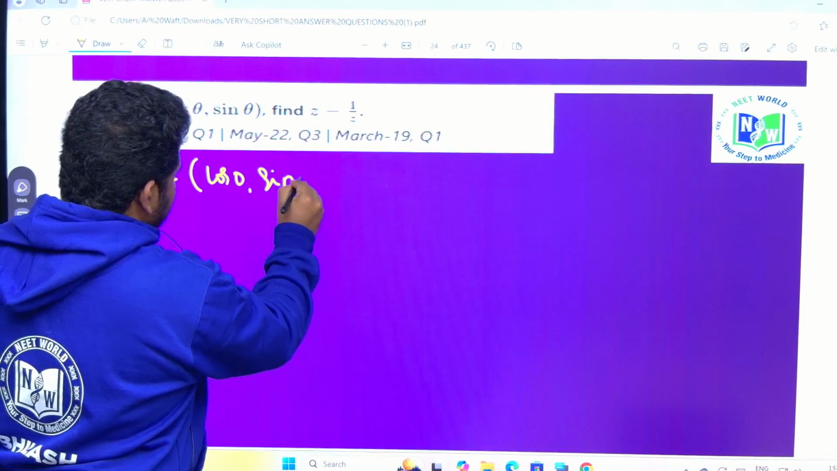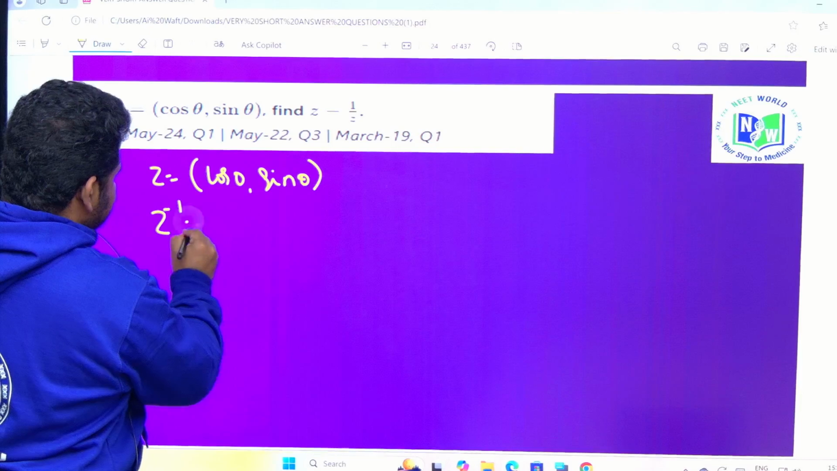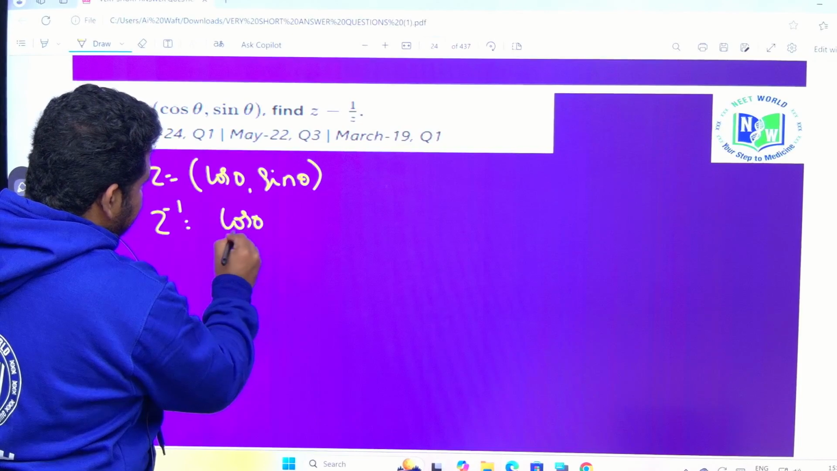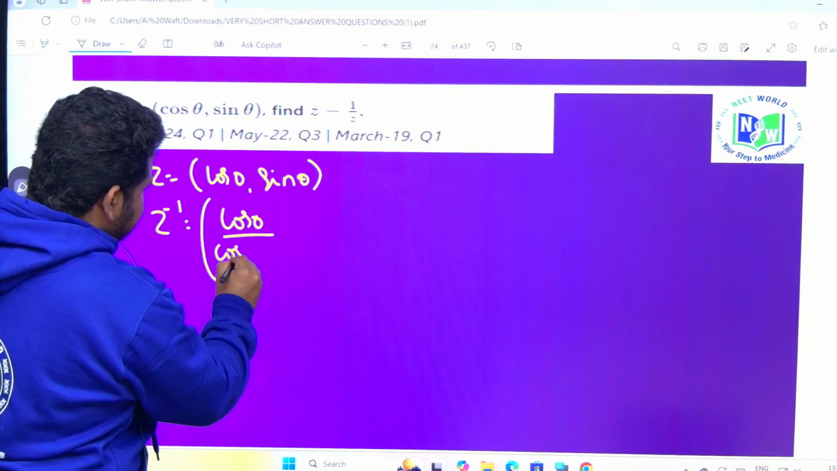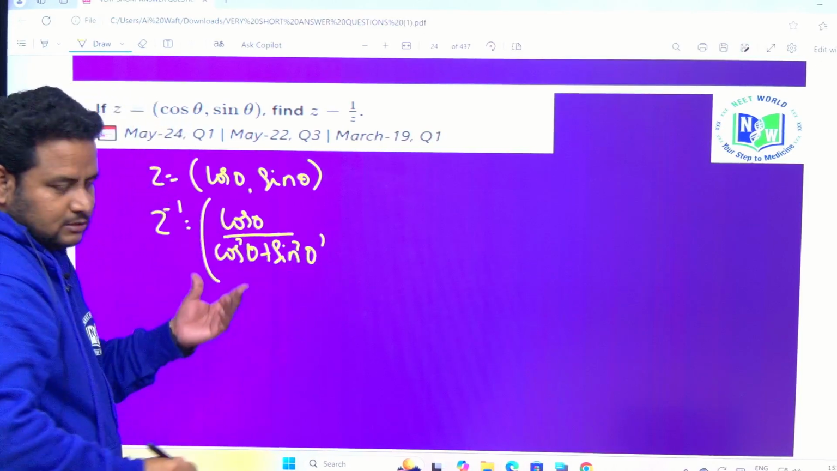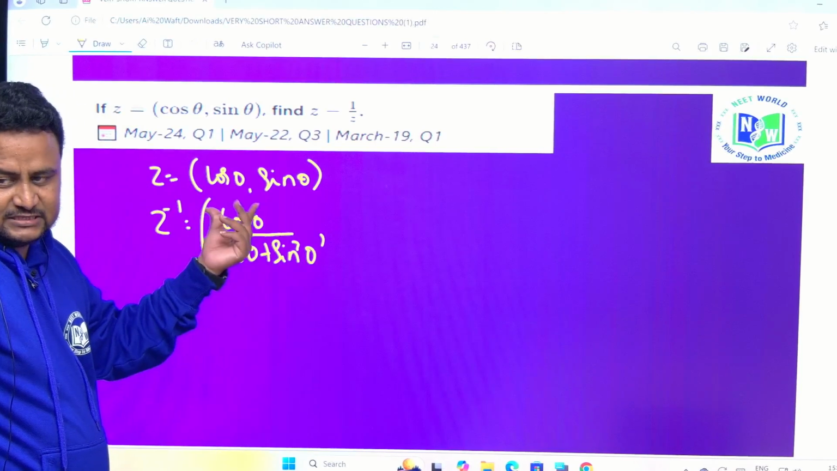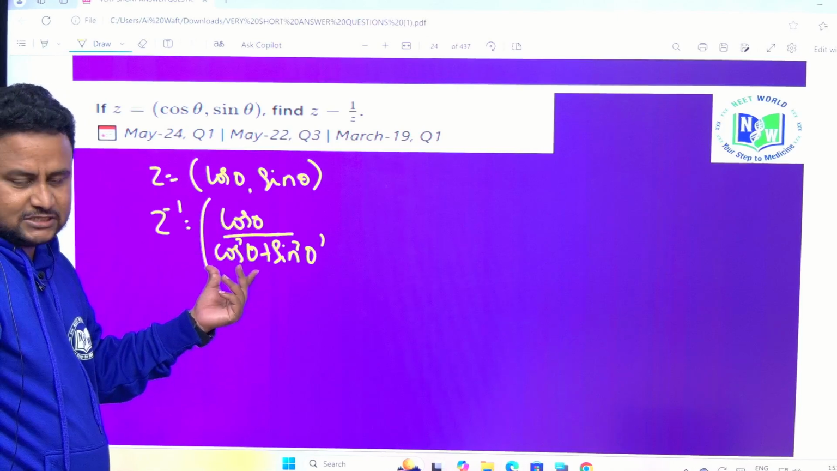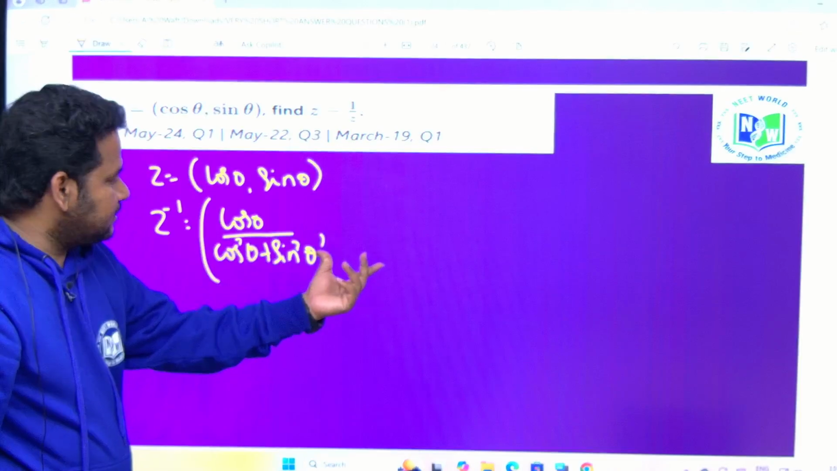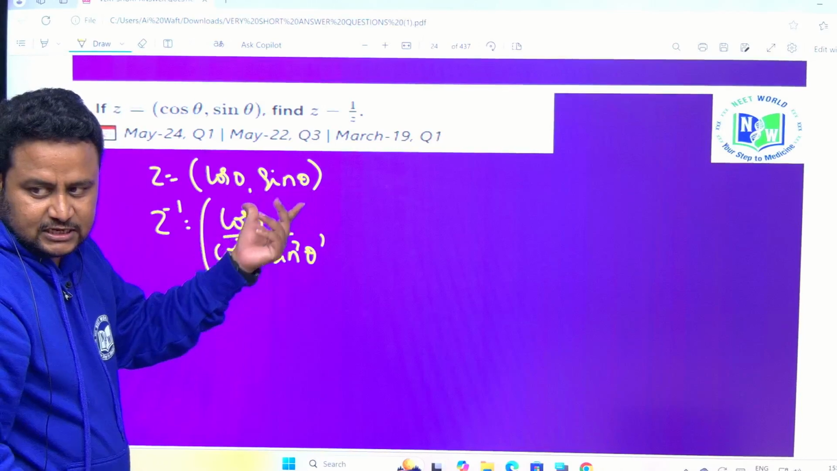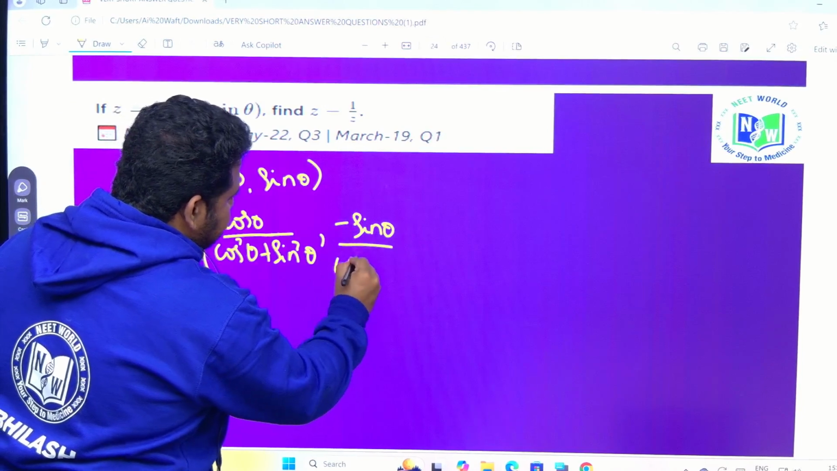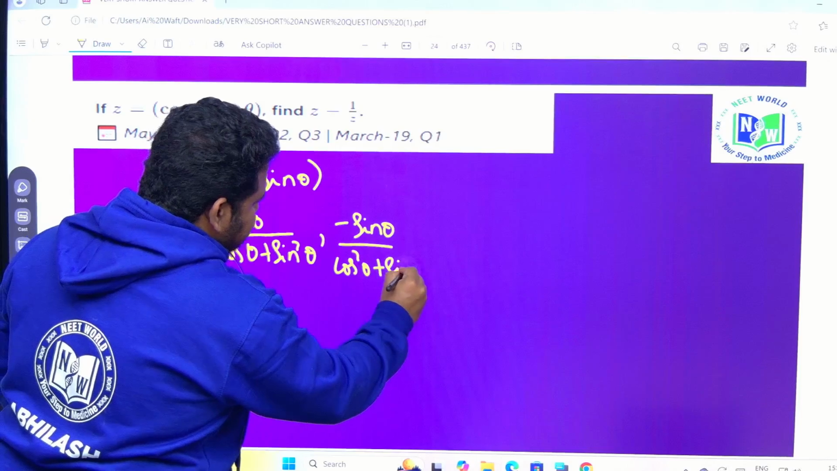Now, if you see over here, z is (a, b), where a is cos theta and b is sin theta. So z inverse is a by a square plus b square, where a square plus b square is cos square theta plus sin square theta. Here it will be minus b by a square plus b square. Here b is what? Sin theta. So, this will be minus sin theta by cos square theta plus sin square theta.